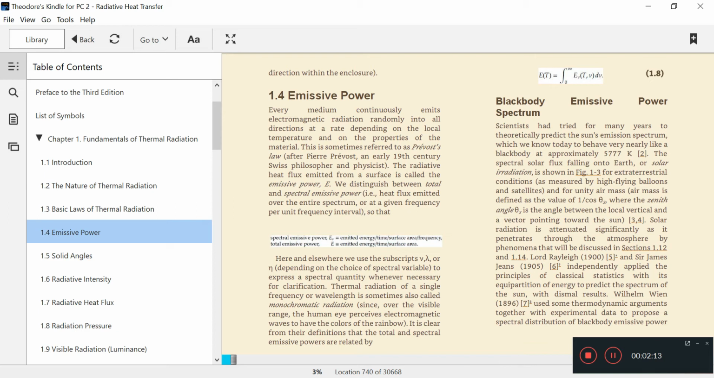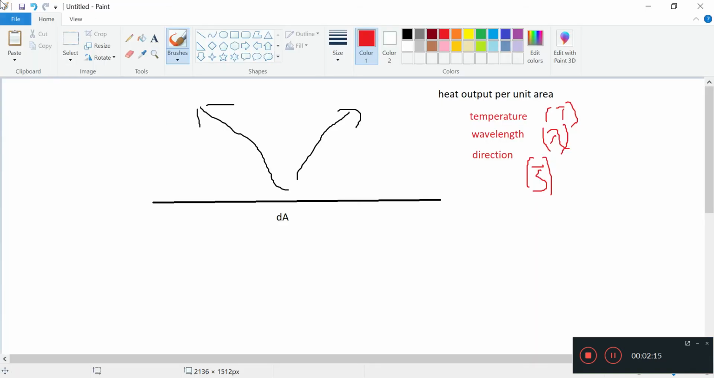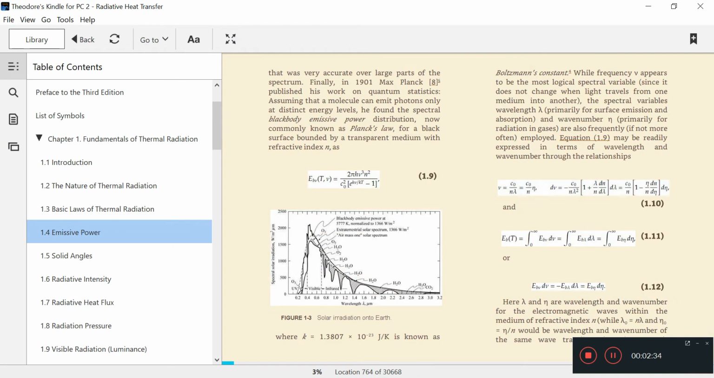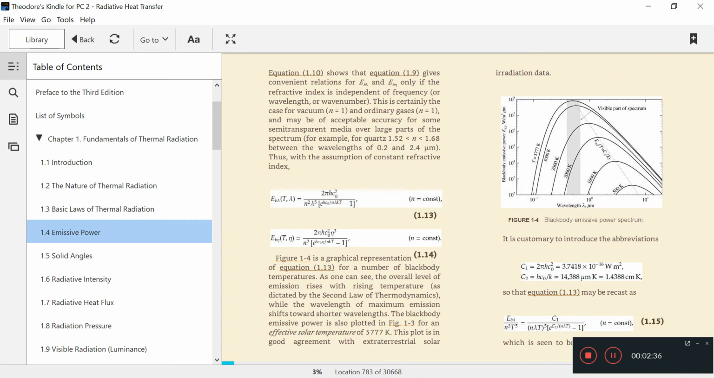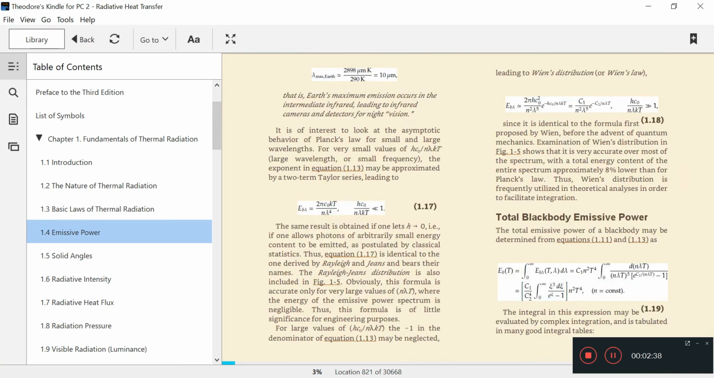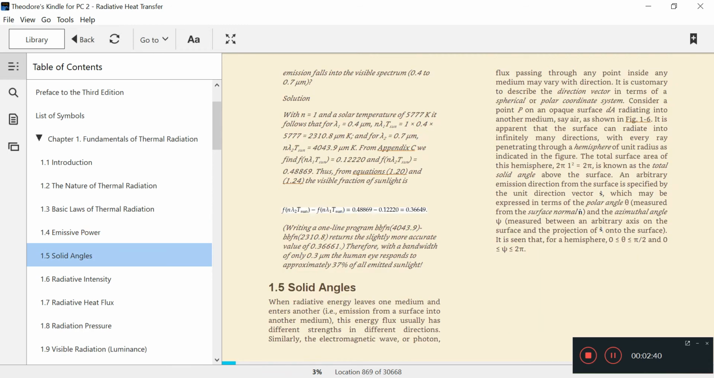Now, of course, for the black body case we were talking about last time, it's only a temperature dependence, and of course there will be some wavelength dependence. A black body will emit equally in all directions, so there's no directional dependence in that sense. So let's take a look at solid angle and what it is about.